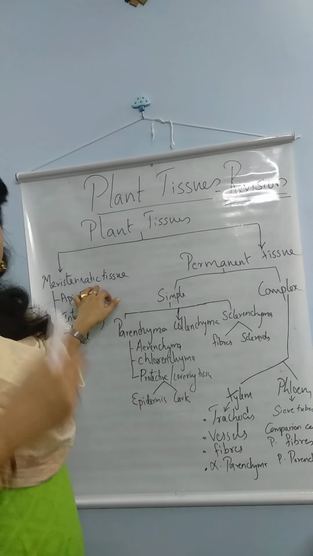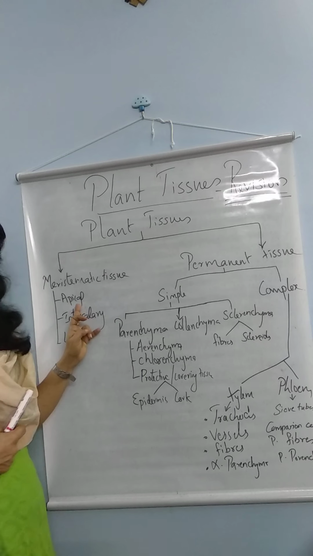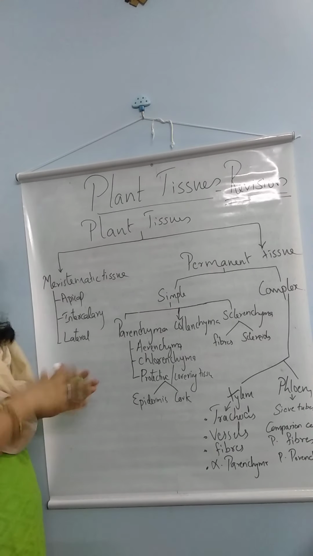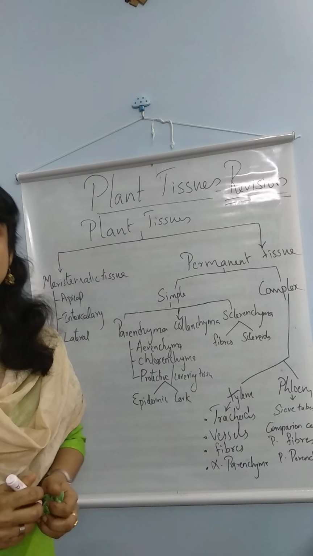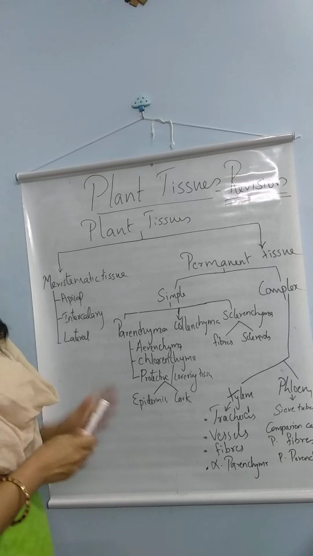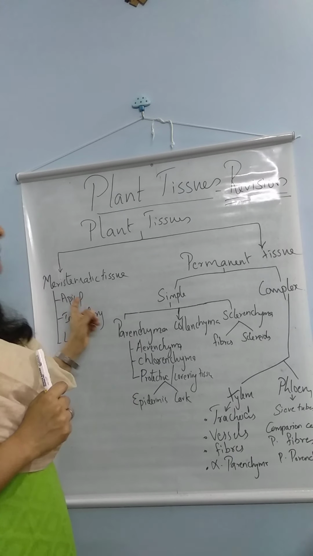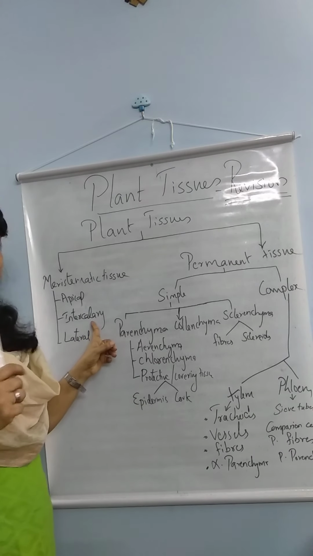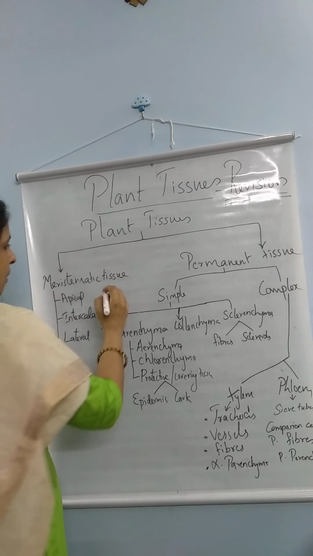Then, based on the position in the plant body, there are three types, which are the apical meristem, intercalary meristem, and lateral meristem. Apical meristem is seen usually in the plant tip, that is the shoot tip or the root tip. Now, in the branches also, always the tip of the plant will have apical meristem. Intercalary meristem is usually seen towards the base of the leaf, that is in the nodal region.